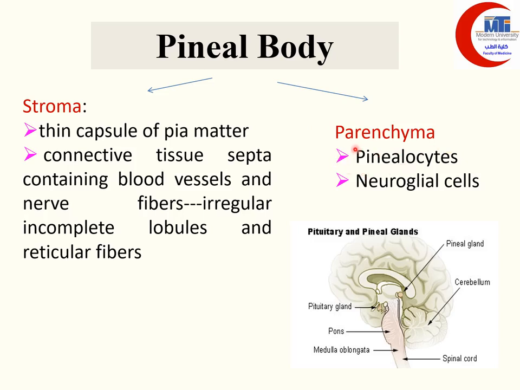The parenchyma is formed of two types of cells, pinealocytes and neuroglial cells. Pinealocytes are the main cells of the parenchyma and are the functioning and secretory cells. And the neuroglial cells, as we studied before, are the support cells in the brain. So these neuroglial cells support the functioning cells, the pinealocytes.